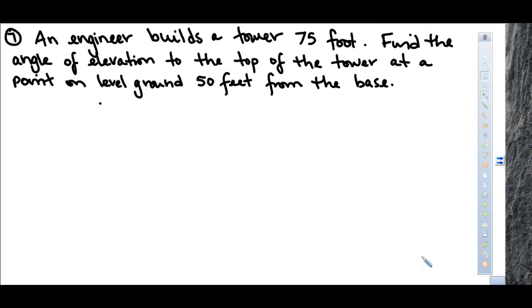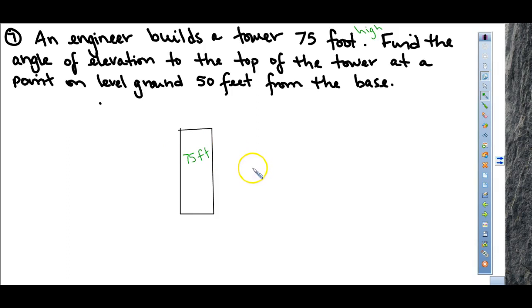How far are we going? Anybody need a countdown? We're going to number 10, and we are on number 7. An engineer builds a tower 75 foot high. Find the angle of elevation to the top of the tower at a point on level ground 50 feet from the base. So we are building towers all day long, boys and girls. So here's our tower. Building a tower. It's 75 feet high.